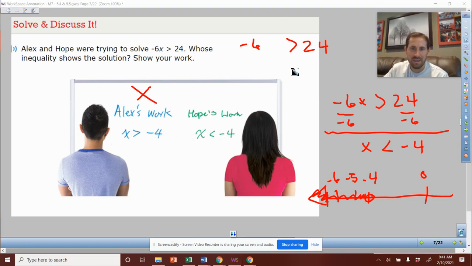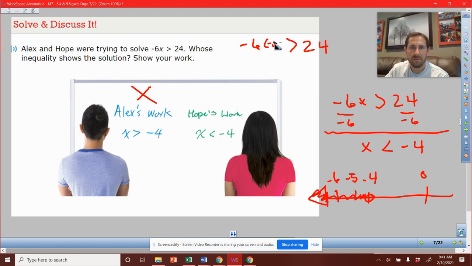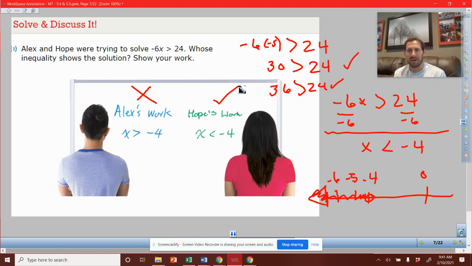So I'm going to plug in negative 5. Negative 6 times negative 5 is 30, and 30 is greater than 24. That worked. Well, let's test another one. Let's test negative 6. Negative 6 times negative 6 would be 36, and that is greater than 24. So after I've checked my work, Hope is correct.